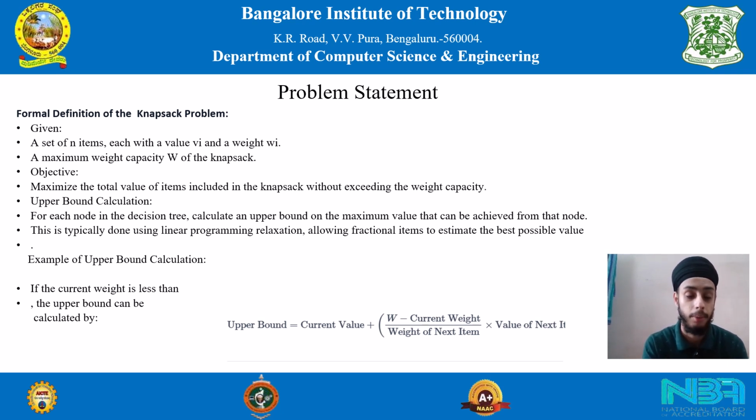And in the branch and bound knapsack, we have to calculate the upper bound for each node. Upper bound calculation helps us find the best optimal solution. Branch and bound is also done using the state space tree. Then we calculate the upper bound. If the weight is less than the capacity, we can calculate it using this formula: the current value plus the remaining capacity, times the value of the next item divided by the weight of the next item.